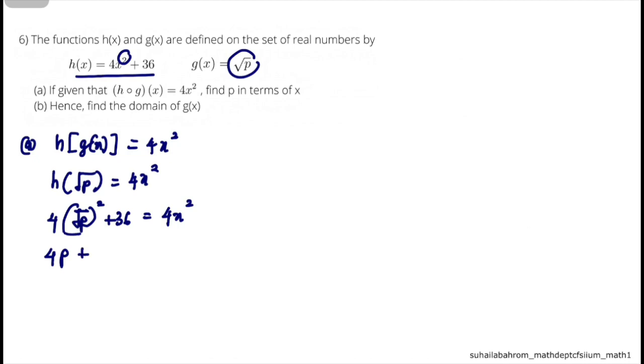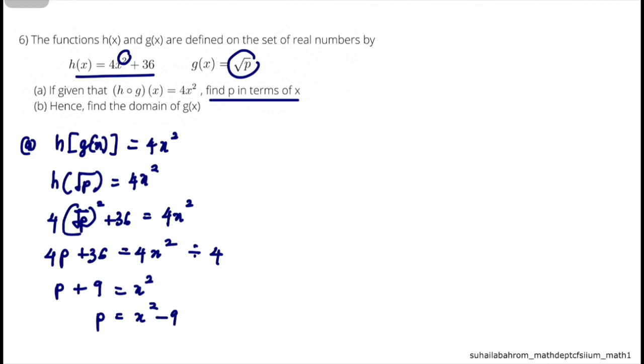So 4p plus 36 is equivalent to 4x squared. We can simplify everything by dividing everything by 4. So you will get 4p divided by 4, you will just get p here. So p plus 9 is equal to x squared. So at the end, we can just put p as the subject because the question asks to find out p in terms of x. So p is equivalent to x squared minus 9. So this is the p.